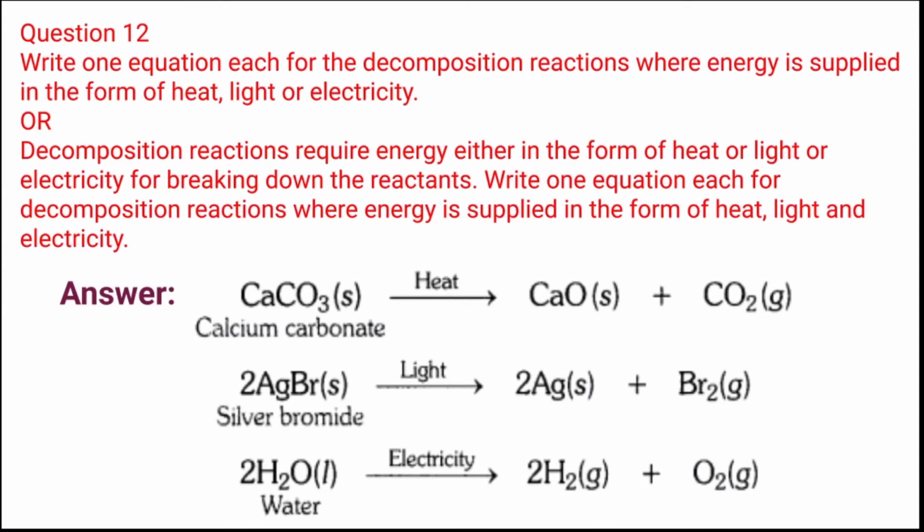calcium carbonate, on heating, it produces calcium oxide and carbon dioxide, is an example of decomposition where heat is involved. Next one is AgBr. In the presence of light, it decomposes to Ag and Br. Third case is water on electrolysis, it decomposes to hydrogen and oxygen. So these are the three cases where heat, light and electricity are used for decomposition reactions.